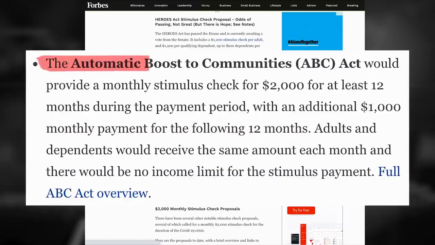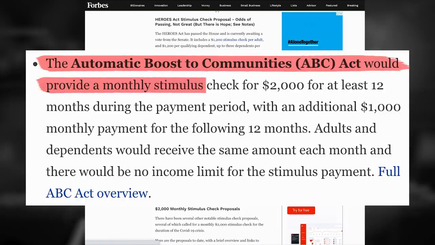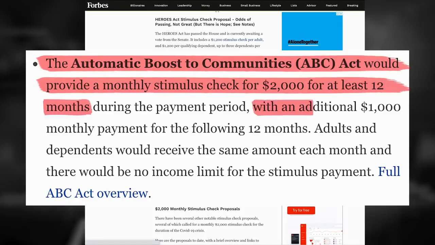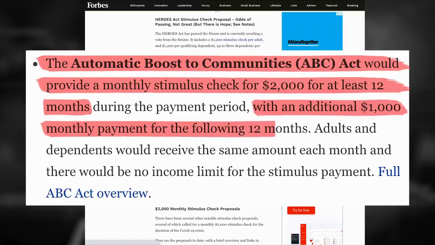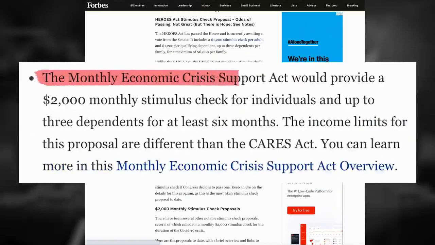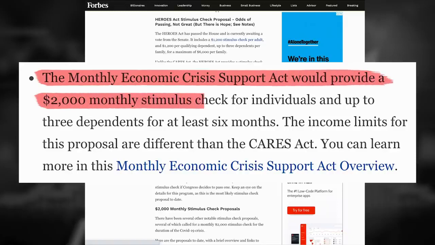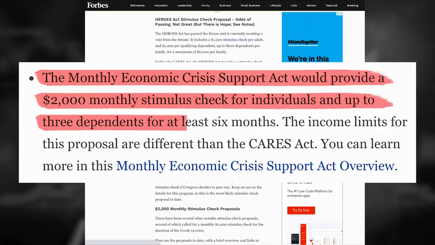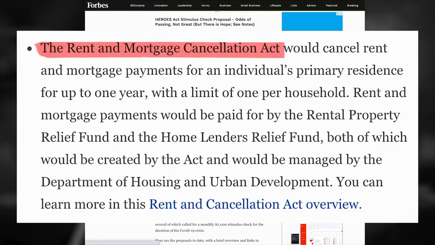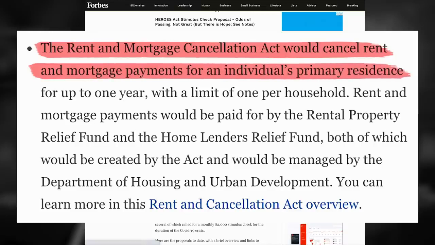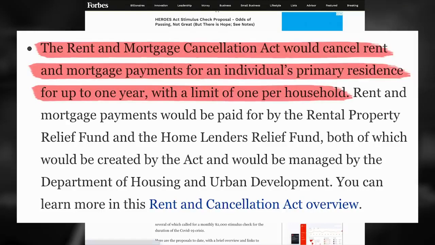The Automatic Boost to Communities Act would provide monthly stimulus checks for $2,000 for at least 12 months with an additional $1,000 monthly payment for the following 12 months. The Monthly Economic Crisis Support Act would provide a $2,000 monthly stimulus check for individuals and up to 3 dependents for at least 6 months. So basically open-ended. Other acts include the Rent and Mortgage Cancellation Act. That sounds like free market capitalism, doesn't it? Would cancel rent and mortgage payments for an individual's primary residence for up to 1 year. Limit of 1 per household. How could you have more than 1 per household? You're talking about the place where you actually live. Honestly, you just cannot make this stuff up, can you?